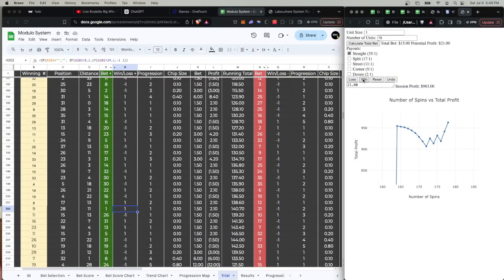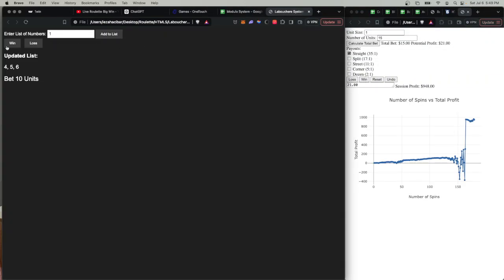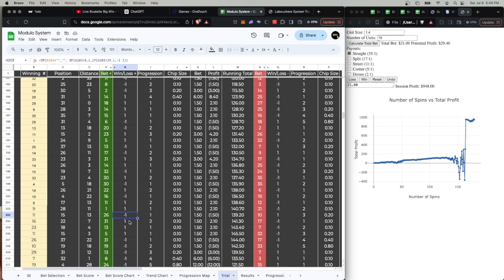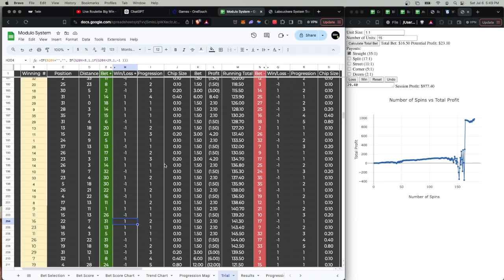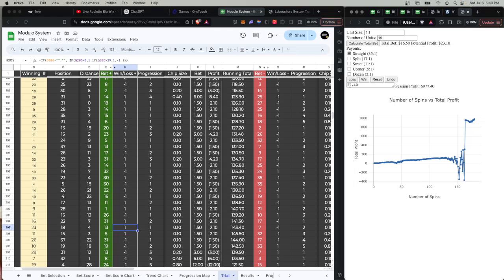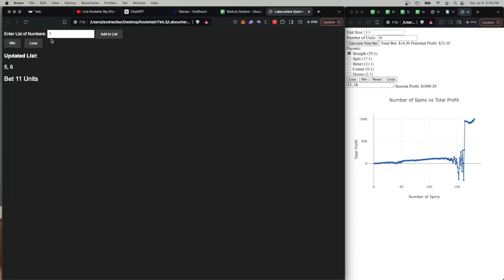We lose. So we add that here. That's a loss. Now we're up to 14. Calculate. So we lose and then we win. So win. Back to 11. Followed by another win. So now we can start over. Calculate.